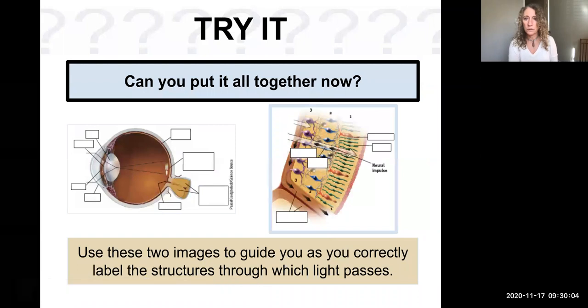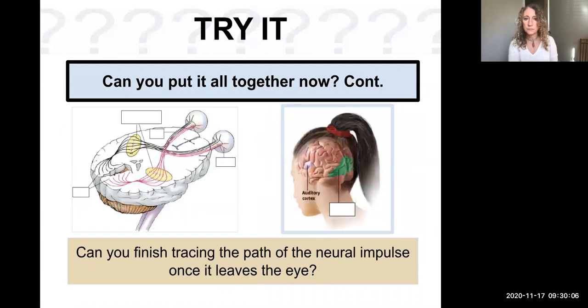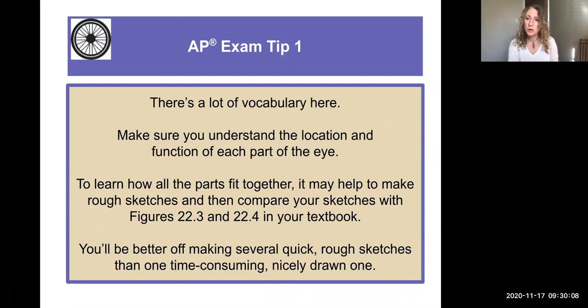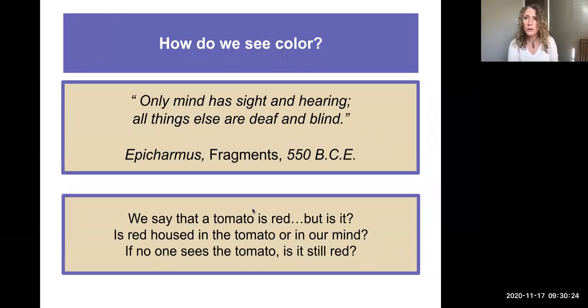We will do more of these in class. So make sure you know the parts and functions. We may even have you do some sketches in class, but I recommend as you're reviewing, just start creating a little sketch of the eye and try to figure out where the different parts are and remembering what their functions are. So how do we see color?